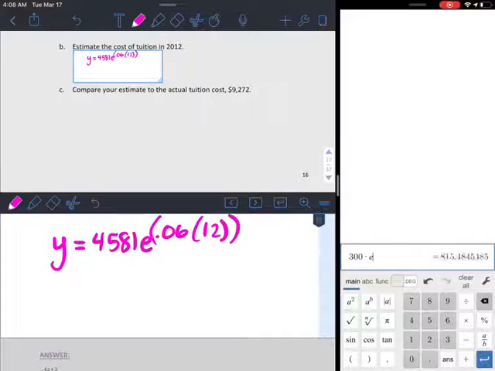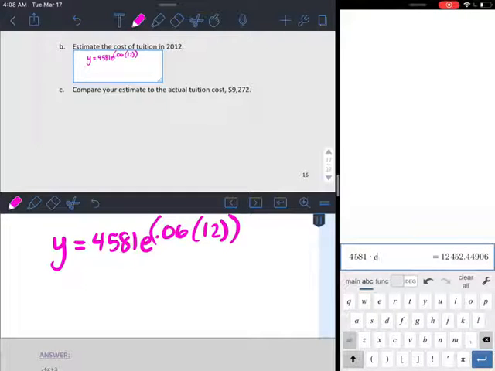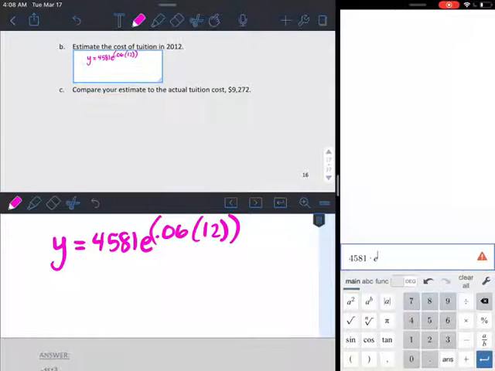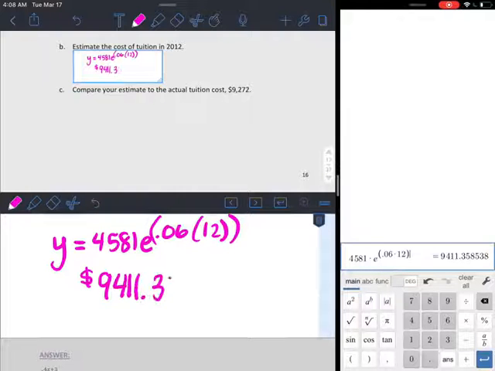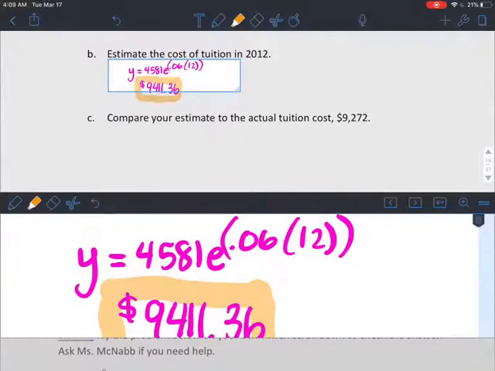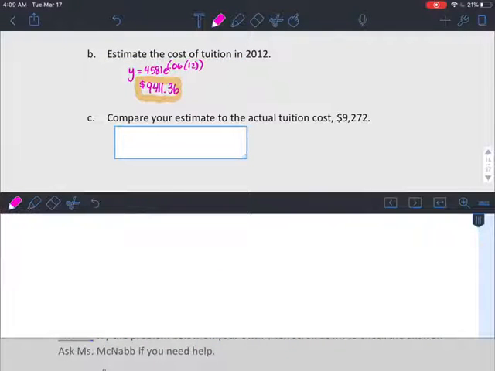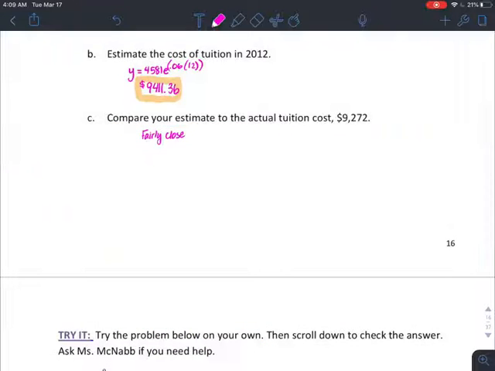Well, I'm really bad at this side-by-side thing. And then if I type in that expression, that should approximate what the tuition was in 2012 if it was increasing at a rate of 6% every year. It is a model. Tuition hasn't increased exactly at 6% every year, but approximately $9,411, which is a little bit more than double what it was in 2000, which is kind of crazy. And our model was fairly close to the actual amount that it was in 2012.